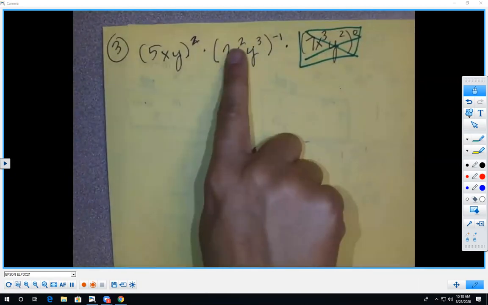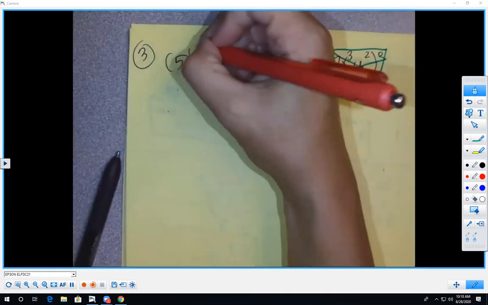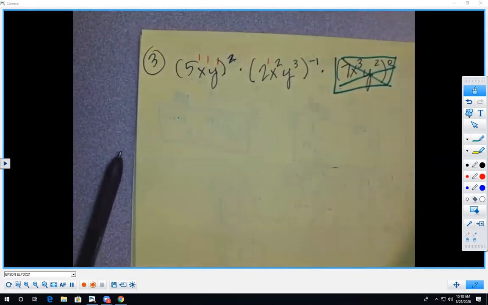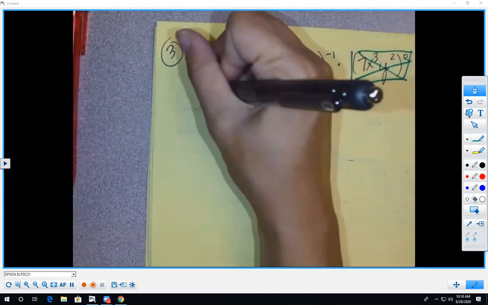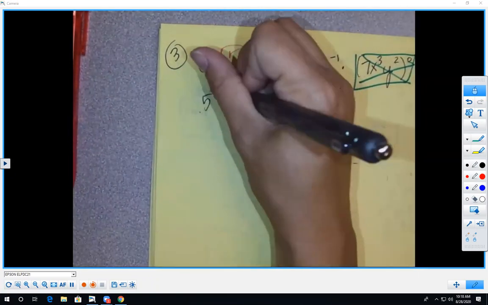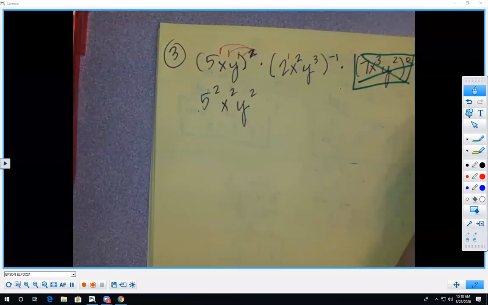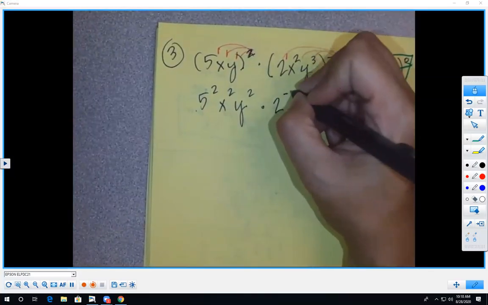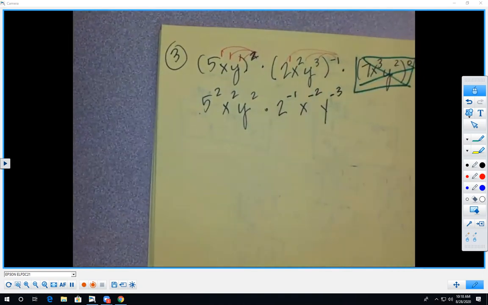For these other ones, I need to distribute these exponents in. Just a reminder, the 5 has an exponent of 1, the x has an exponent of 1, the y has an exponent of 1. This 2 over here has an exponent of 1. So when I multiply them in, I'm going to multiply my exponents. This becomes 5 squared, x squared, y squared. When I distribute the -1 into this one, it turns them all negative. So this becomes 2 to the -1 power, x to the -2 power, y to the -3 power.